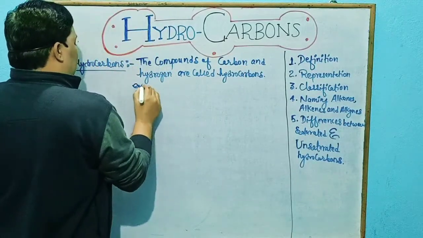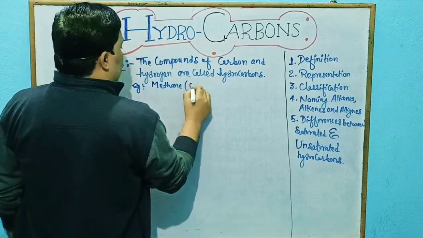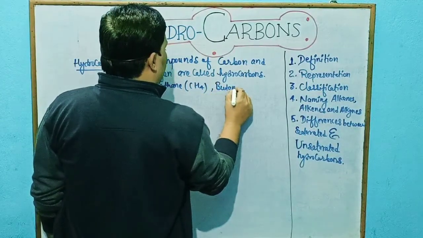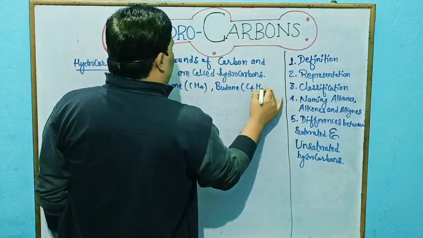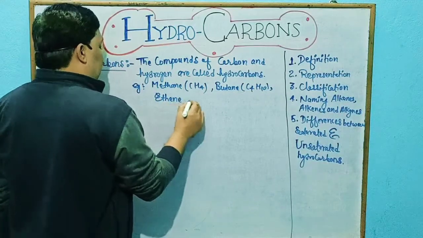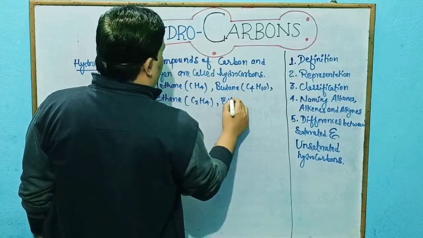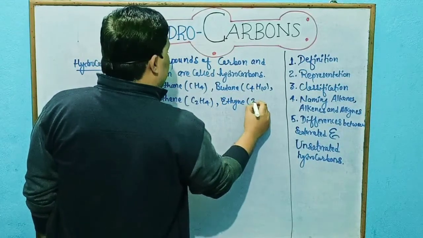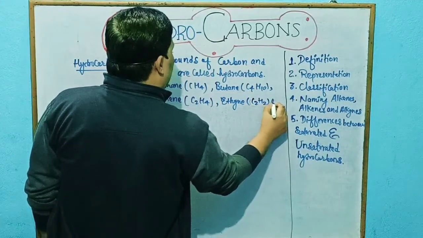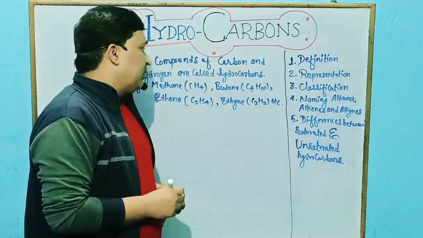Some examples are methane, that is CH4, butane, that is C4H10, ethene, that is C2H4, ethyne, that is C2H2, etc. So these are some common and simple hydrocarbons.